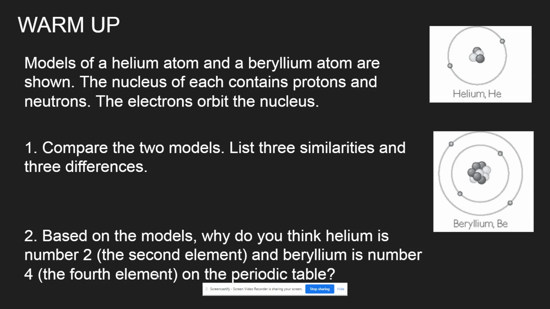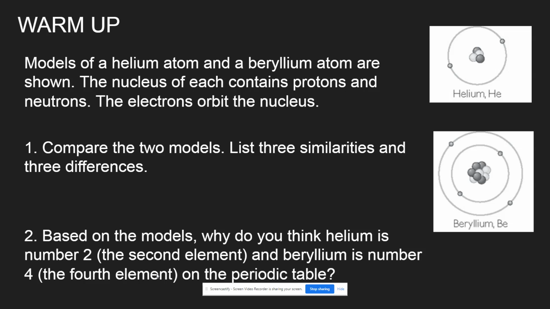So some differences. Just by what I see here, by looking at these pictures, I'm going to say that beryllium is larger than helium. Okay, why do I say that? Well, there are more particles in the nucleus. There are more electrons, and I have more of those circles outside of the nucleus. You could also say I have more protons inside of the nucleus, I have more electrons on the outside, and I have more neutrons inside of the nucleus in beryllium as well.